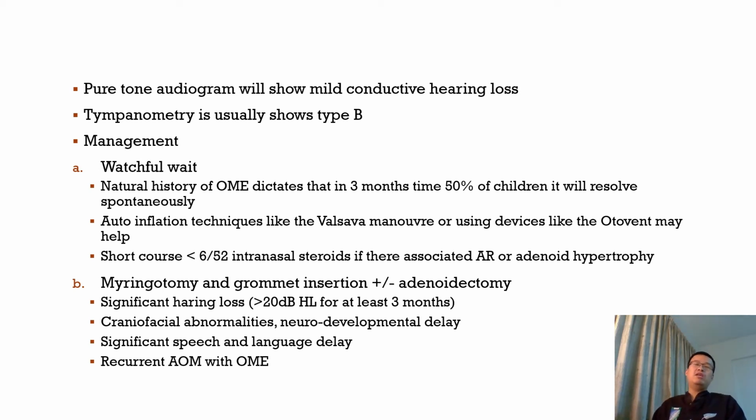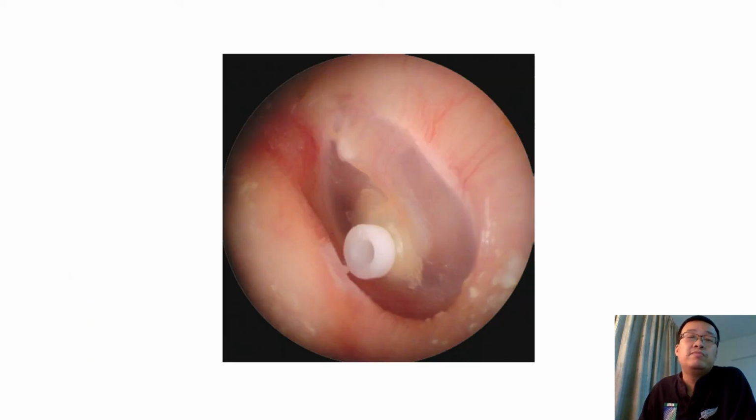If there is associated allergic rhinitis or adenoid hypertrophy, you may consider myringotomy and grommet insertion with or without adenoidectomy if there's significant hearing loss of more than 20 decibels for at least 3 months. Patients with craniofacial abnormalities, neurodevelopmental delay, significant speech and language delay, or recurrent acute otitis media with otitis media with effusion. So this is a grommet, okay? If you look at this in the clinic setting, do not be worried. That's not a foreign body. That's actually a grommet inside the tympanic membrane.